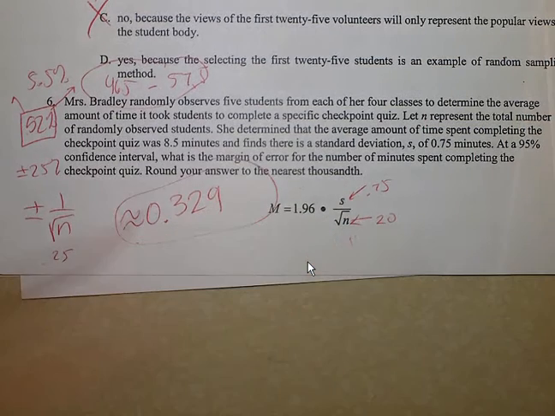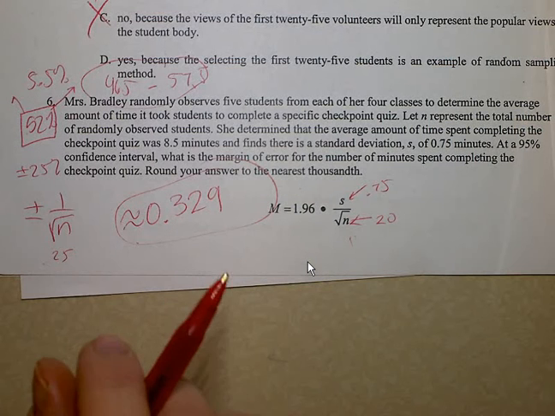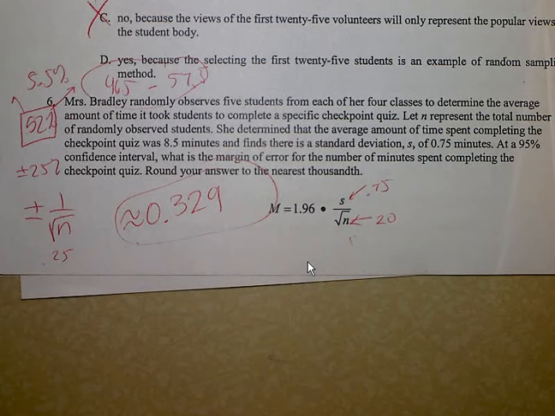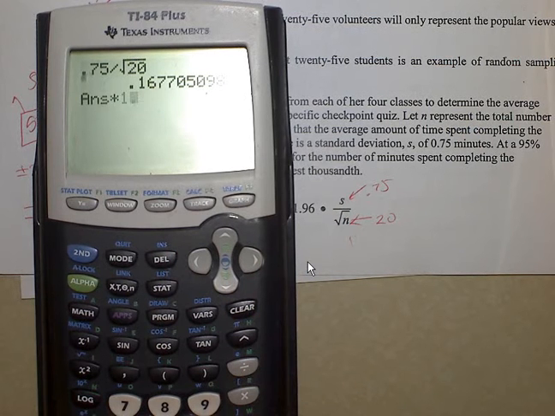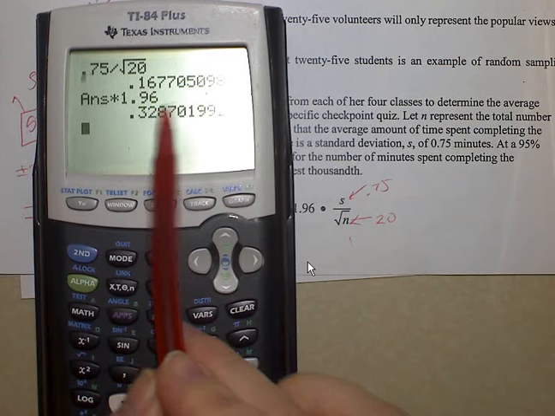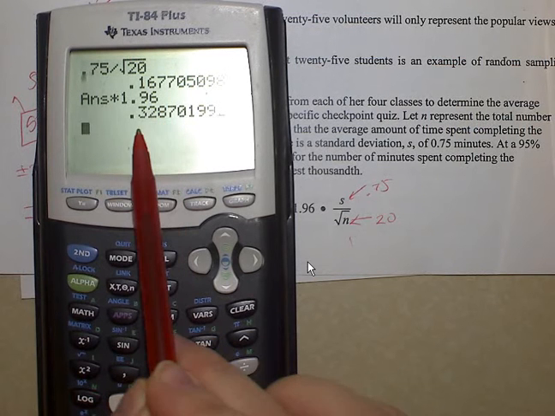Check your answer with mine. Okay, we're not all getting that. Maybe I made a mistake. Anybody else get this answer? Okay, let's try it together. Take 0.75 divided by the square root of 20. Get an answer, and then take it times the 1.96 out front. Round it to the nearest thousandths, which would be approximately 0.329.